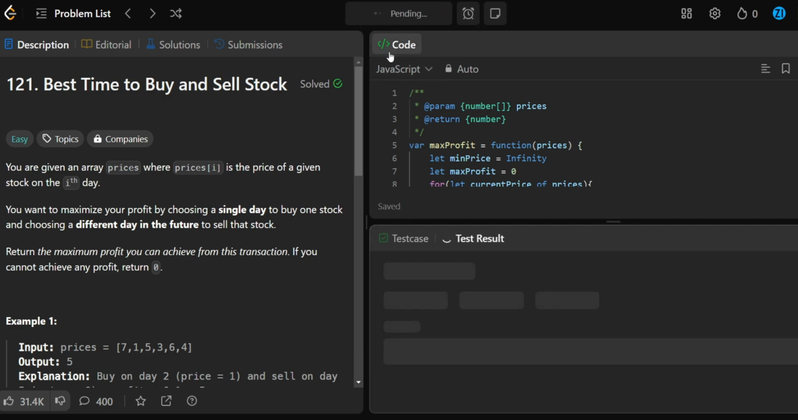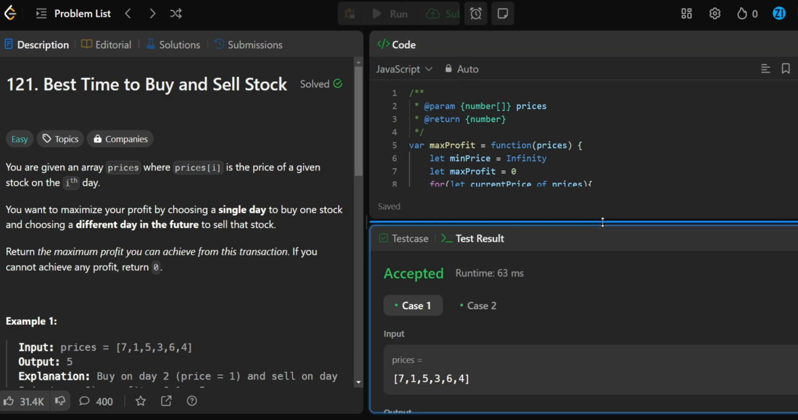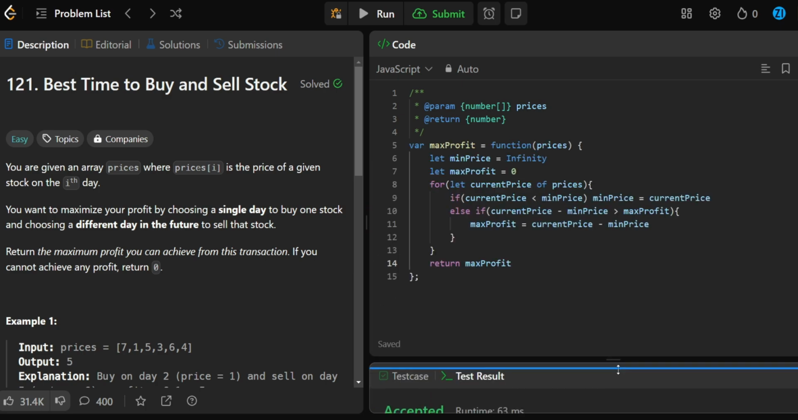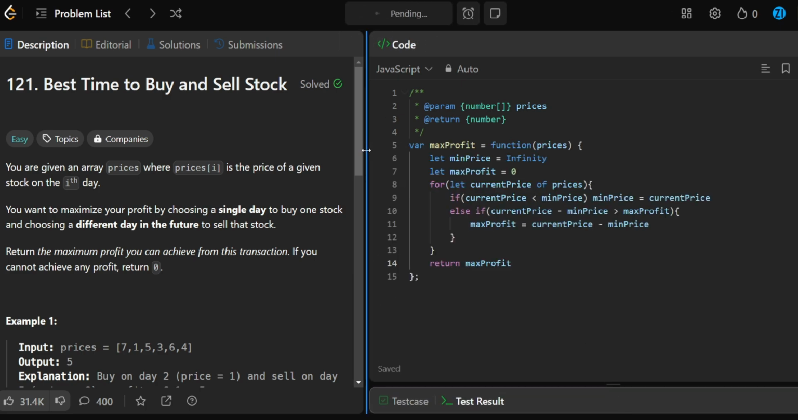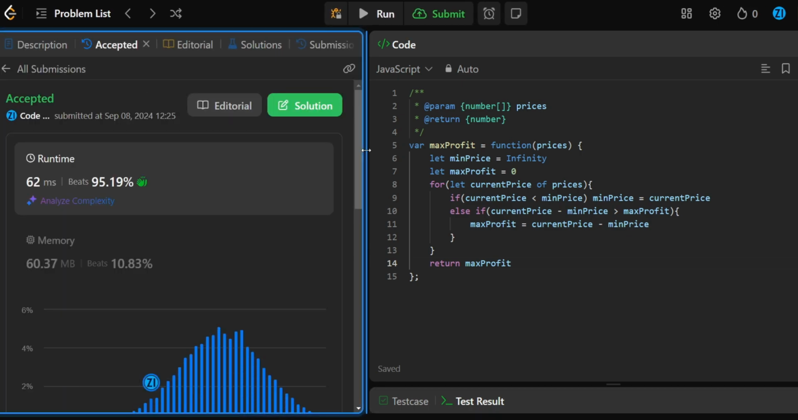Now let's run it and see if we're going to get accepted. And yep, our tests got accepted. Let's submit it and see if we can actually pass all of the test cases. Drum roll, please. Just kidding. Let's see. Awesome. We got accepted.